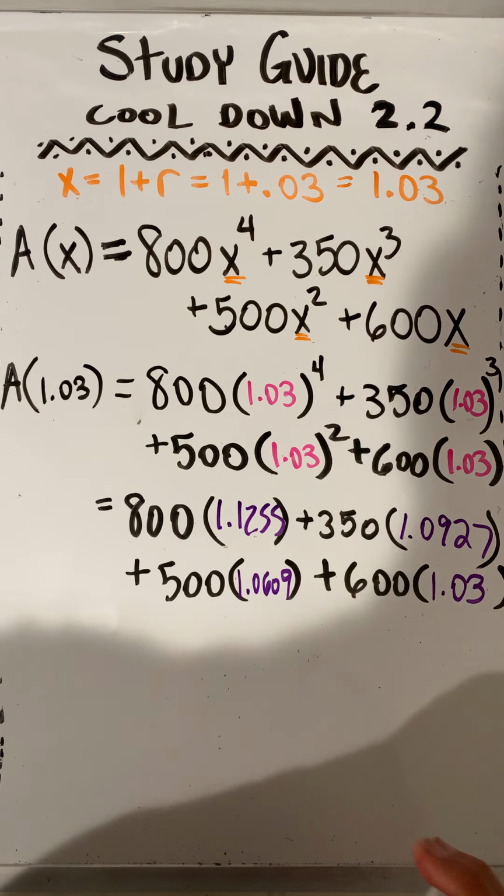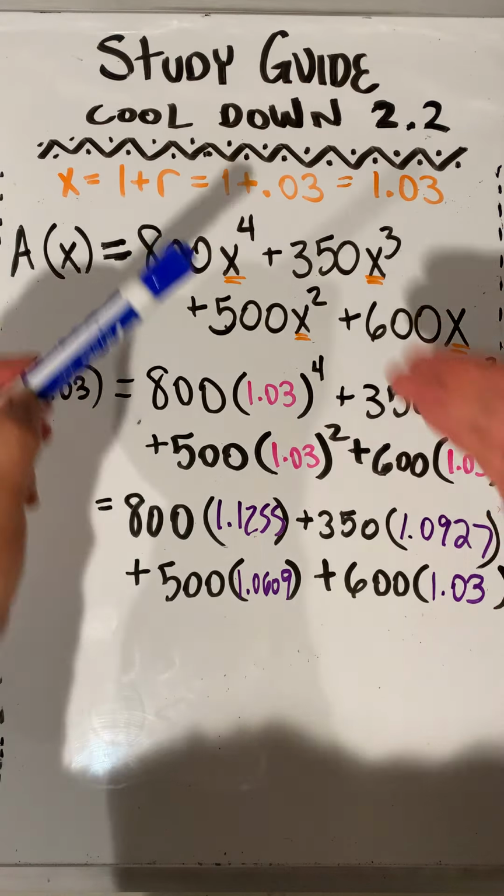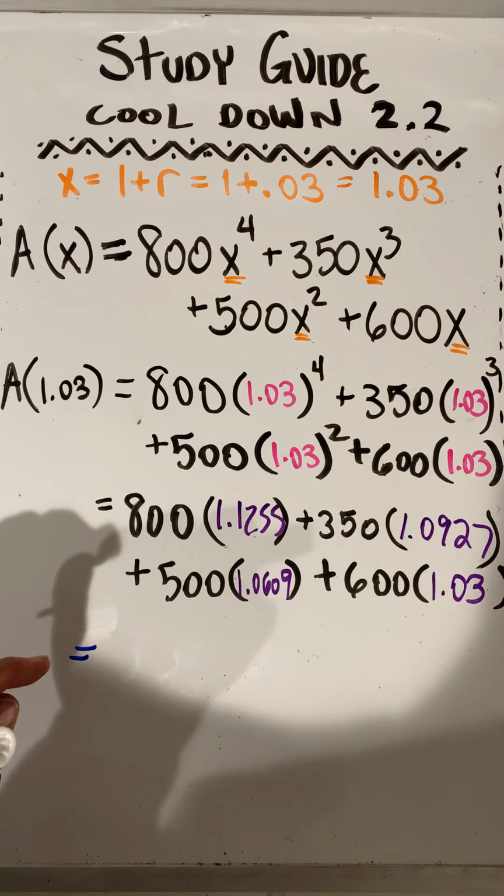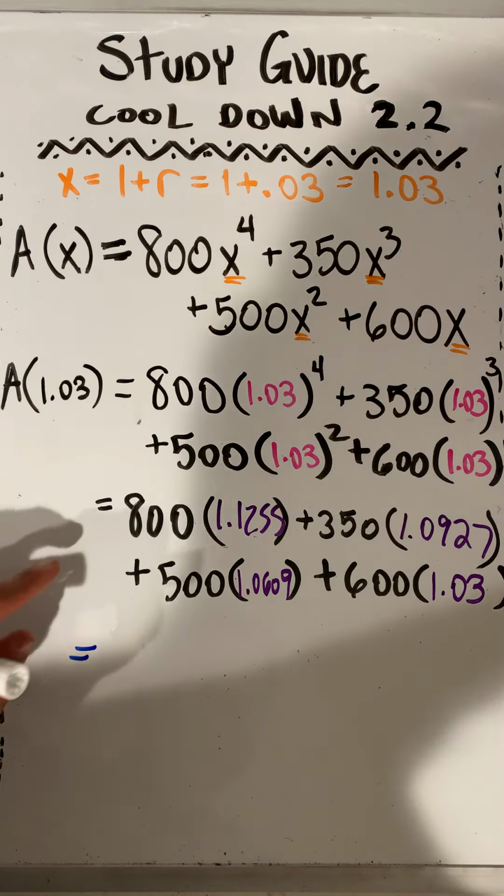Okay, let me change colors too, so I know, because when we start seeing things, it's really hard to tell what's what. So the product of 800 times 1.1255 will give us 900.4. Okay, we'll put a little sign here saying, okay, I already got that one down.